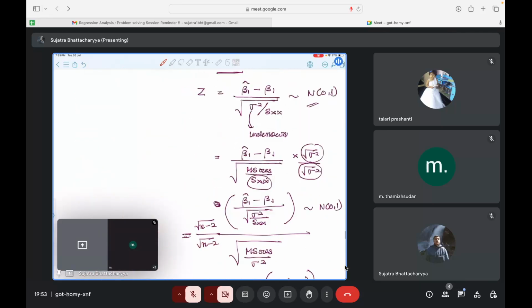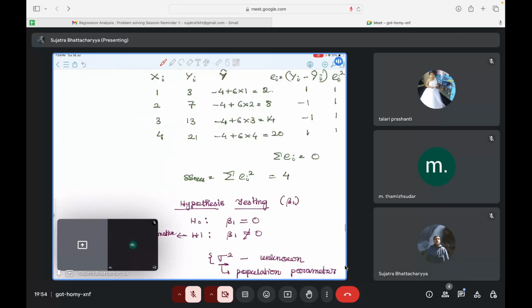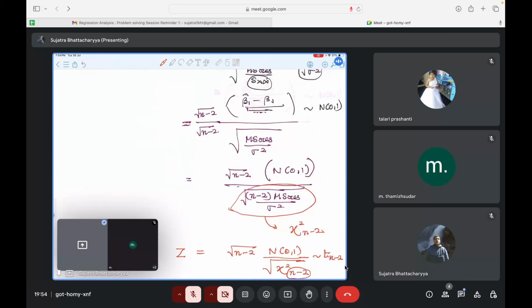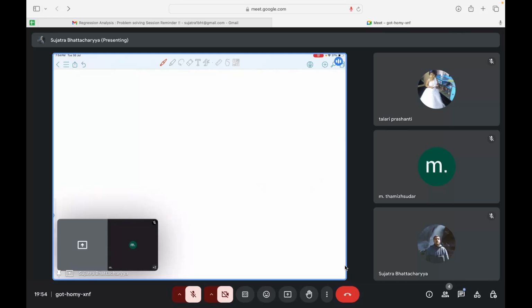And yeah, some more things which I wanted to show here is that for beta naught also you can do the similar steps. So if you do the last thing, that is the hypothesis testing for beta naught.